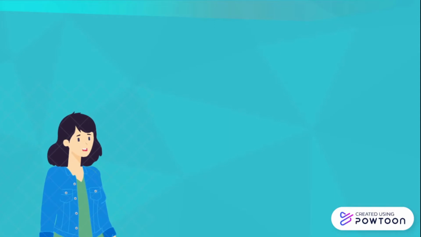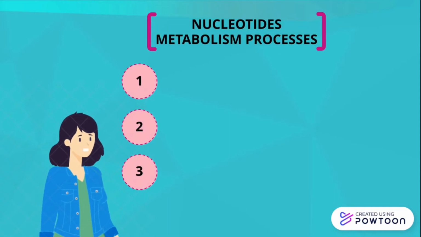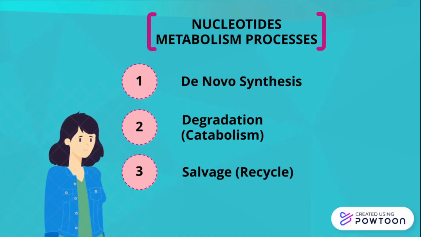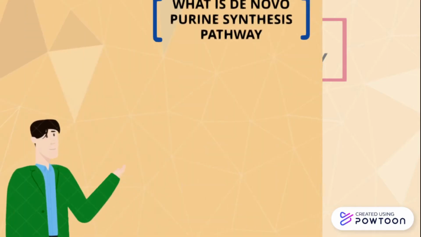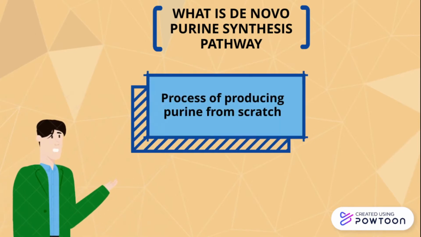Next, metabolism of purines and pyrimidines has three different processes. The first one is de novo synthesis, followed by degradation, also known as catabolism, and the last one is salvage. De novo purine synthesis is the process of producing purine from scratch.